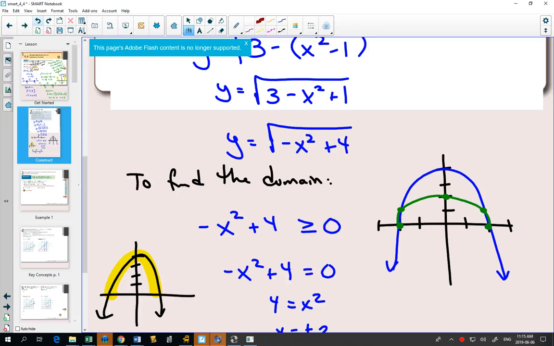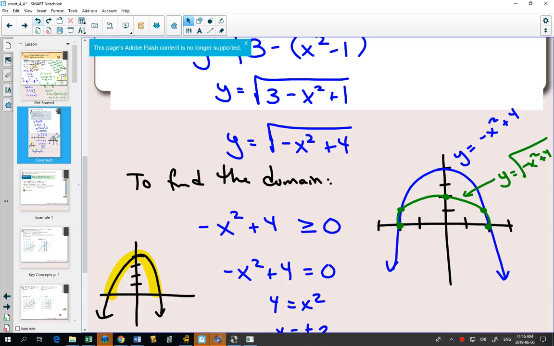Review of chapter 2. The green graph, the blue graph was negative x squared plus 4. The green graph is how to graph the square root of any graph from chapter 2. That was a test you just wrote. Okay? So a bunch of review.